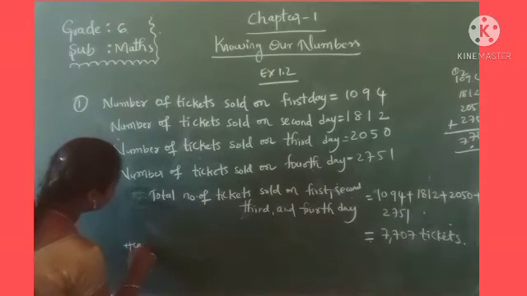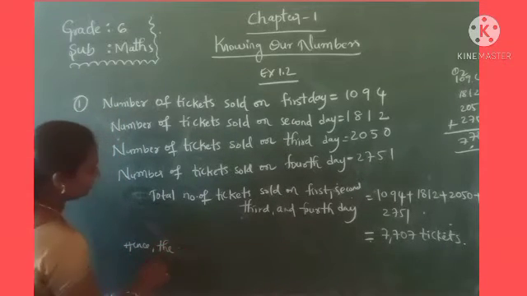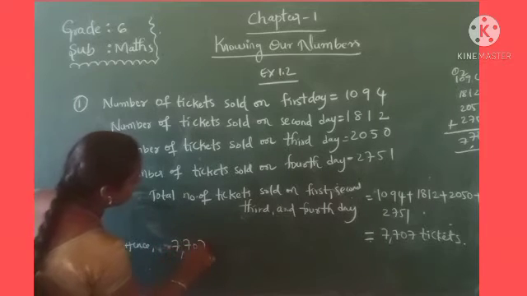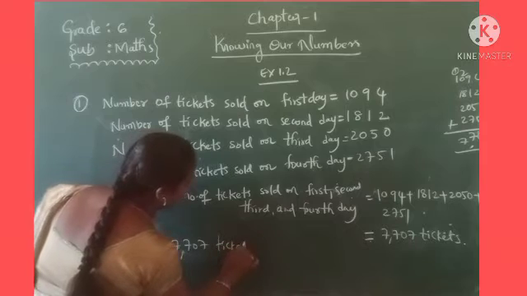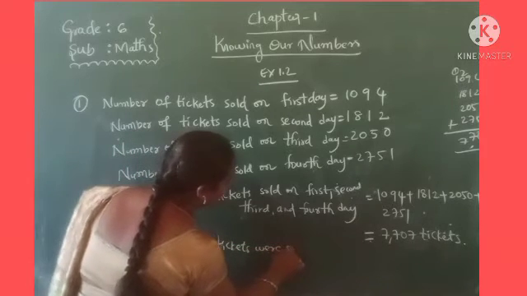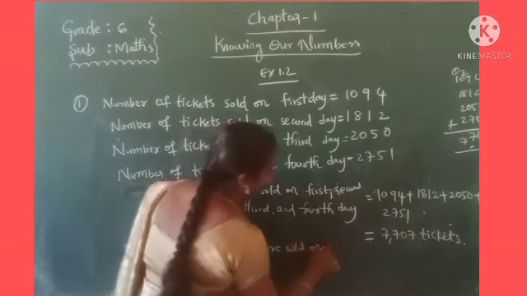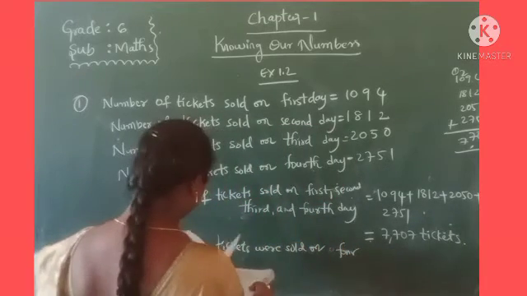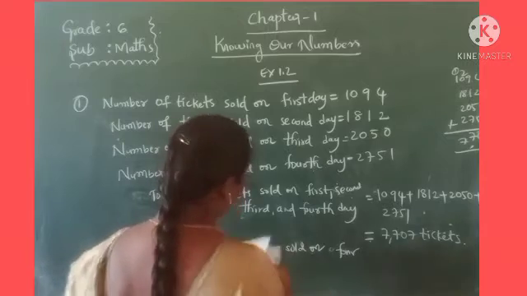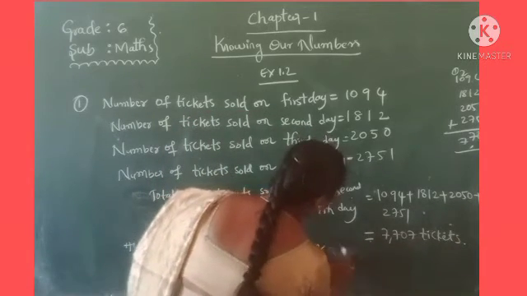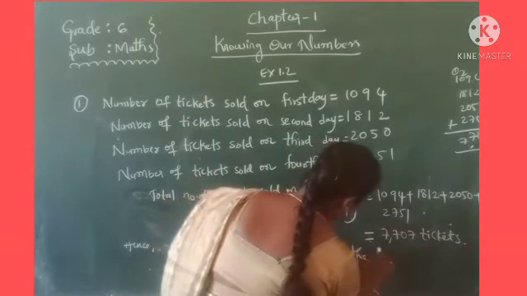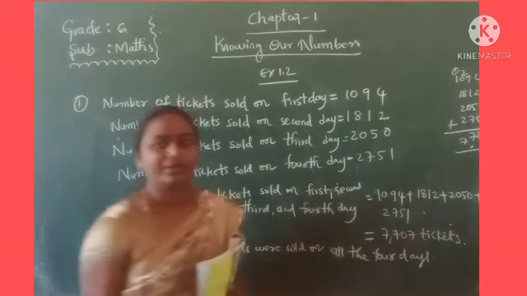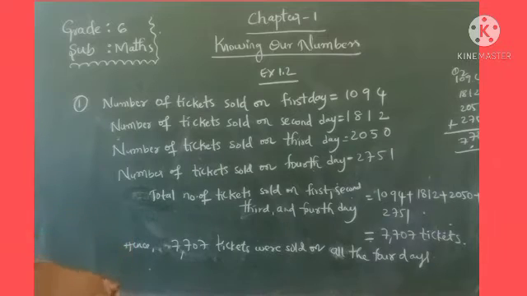Hence, 7,707 tickets were sold on all the 4 days. So what did they ask? The total on all the 4 days. Is it clear? Now copy that.